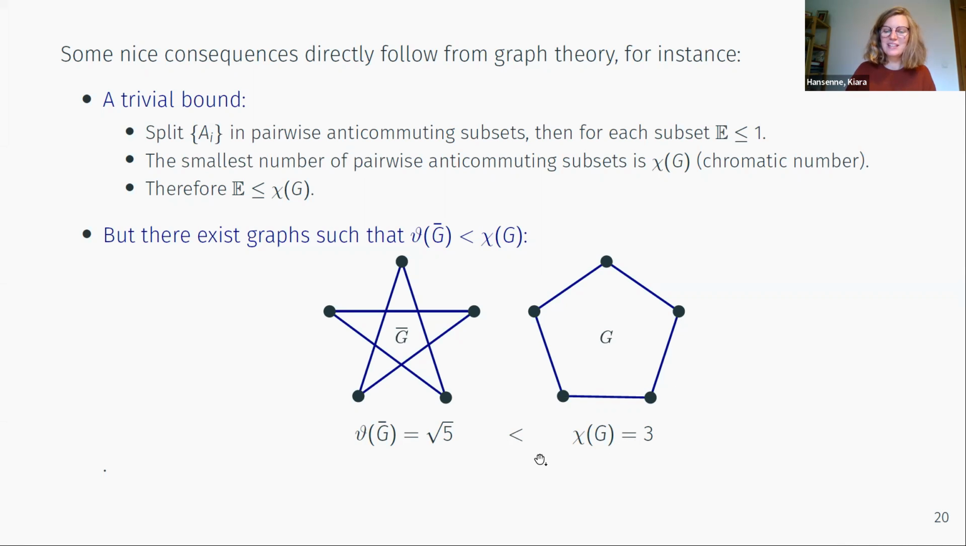And this is nice because then it means that only having the bounds for pairwise anti-commuting observables is not enough. So you will have cases where the Lovász number is going to give you a bound that is tighter than if you only consider the pairwise anti-commuting relations. So this was a very nice result, meaning that it actually is interesting to know the Lovász bound because you cannot just take the chromatic bound as an upper bound on E, because then in some instances you won't have as nice a bound as if you take the Lovász number.